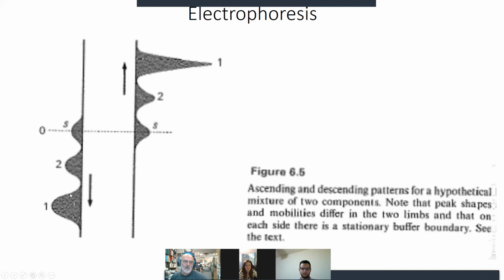But notice that there would be a lot of broadening, and the broadening would diminish the amount of resolution. And that's something that we're going to talk about as we move through this today. So this was sort of the earliest examples of electrophoresis.